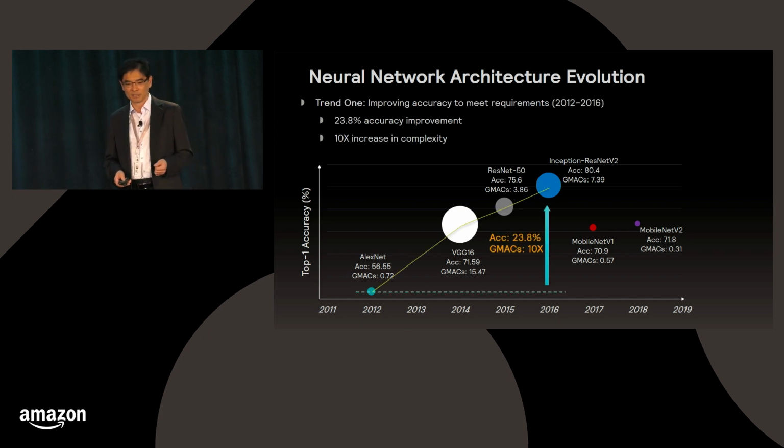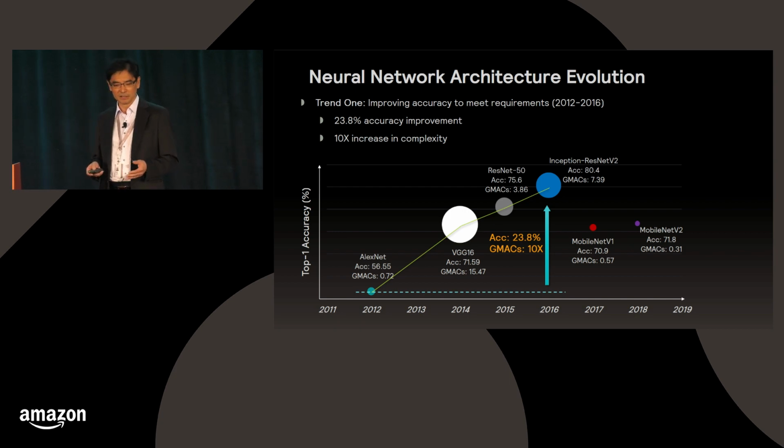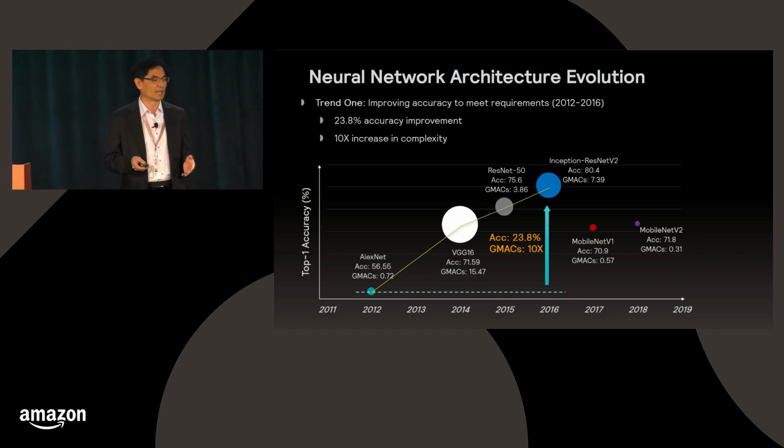The first trend is during 2012 to 2016. During these four years, the main focus was to improve the accuracy to meet a good user experience. So you can see that the accuracy improved by around 24%. However, the complexity increased by 10 times. So at this time in 2016, the complexity is still too high to enable more complicated applications on device.